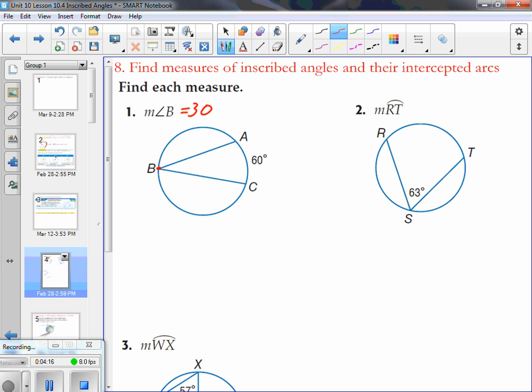Now look at number 2. This time they want us to find the measure of arc RT. Now, angle S is an inscribed angle. I know that it is because point S is on the circle. So the measure of the inscribed angle is 1/2 the measure of the intercepted arc. Well, 63 is 1/2 of what? 126. Don't take 1/2 of 63, right? 63 is 1/2 of what? I'm ignoring the obvious, I think. If the inscribed angle is 1/2 the arc, isn't the arc 2 times the inscribed angle? So 2 times 63.